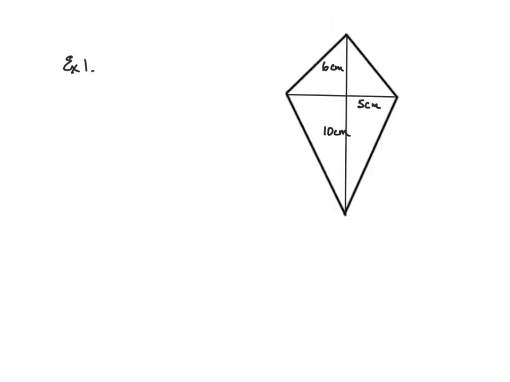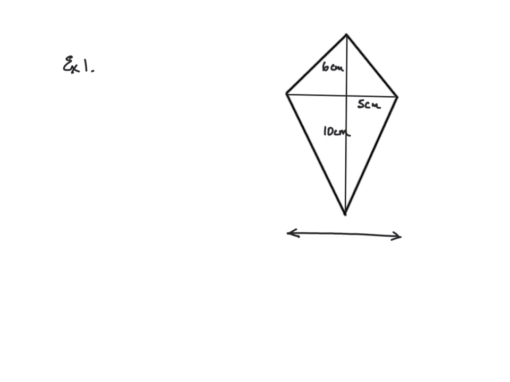So example 1, we've got a kite here. We want to work out the area of this kite. We're given different dimensions. So what we want to do is to work out the length of both diagonals. So we want the distance from one side to the other.